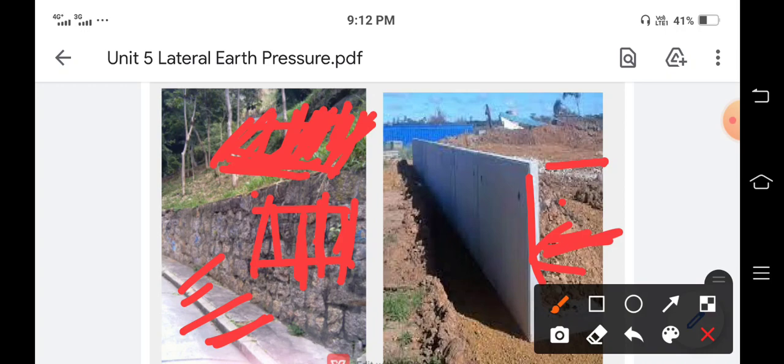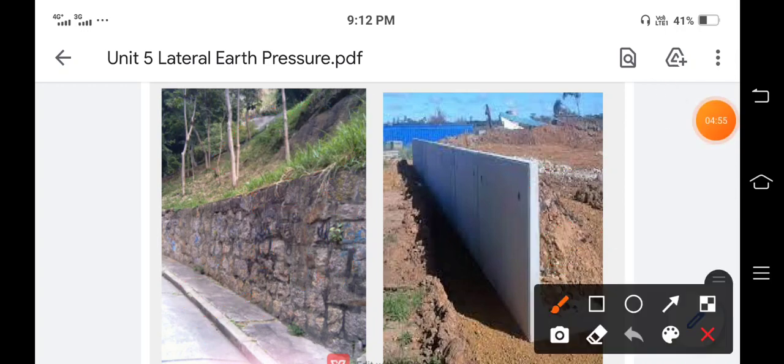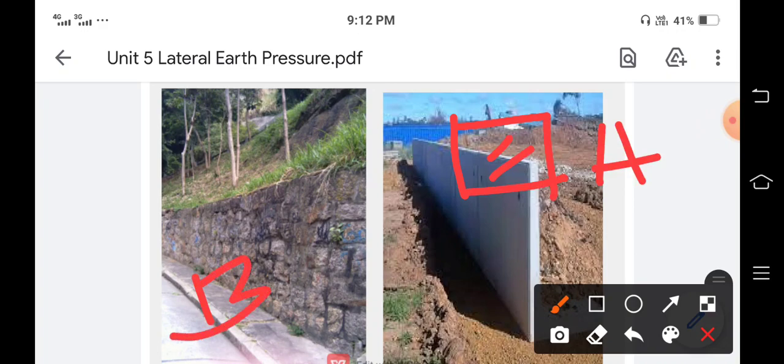Okay. So in most cases the retaining wall can be constructed when, suppose, there is one building located at point A, and the second building at point B.